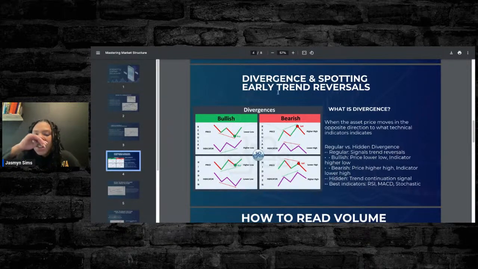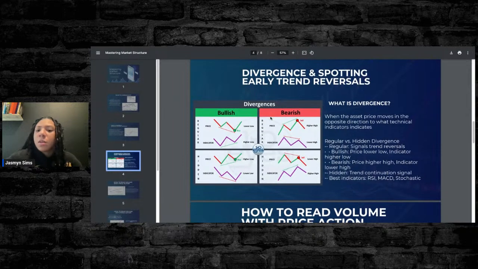So moving on to divergence and spotting an early trend reversal. So what is divergence? Divergence is basically when the asset price moves in the opposite direction to what technical indicators indicate. So here are a couple examples. There are two types of divergence.